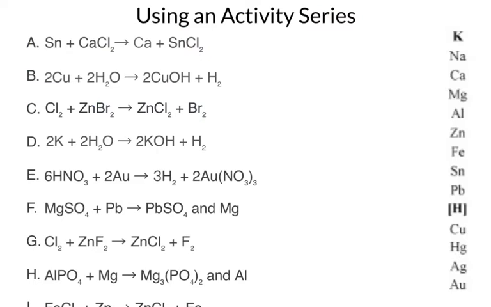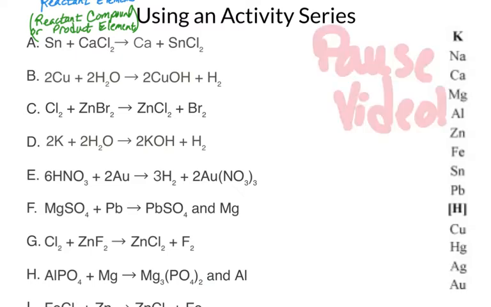And now I'm going to have you try to use an activity series, and I've provided the one for the metals plus hydrogen. I'm going to have you try to decide if each of these reactions will go as written. So remember, you need to check that the element that is a reactant is higher than the element that's a product. If it is, then the reaction does occur. If it is not, then the reaction does not occur. Please pause your video while you try this, and when you're done, we'll go over all of them.